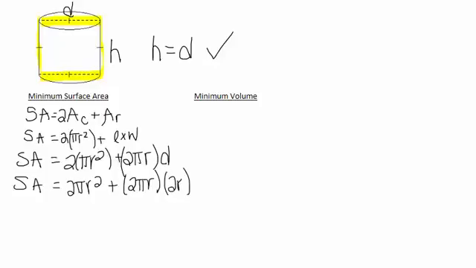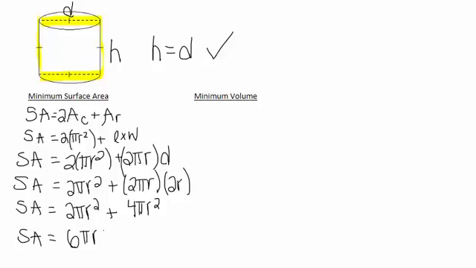So surface area is equal to 2 pi r squared plus, if we multiply these terms together, we get 4 pi r squared. And finally, since these are like terms, we can add them together. So the surface area formula is equal to 6 pi r squared. And that will give us the optimal surface area or minimum surface area.